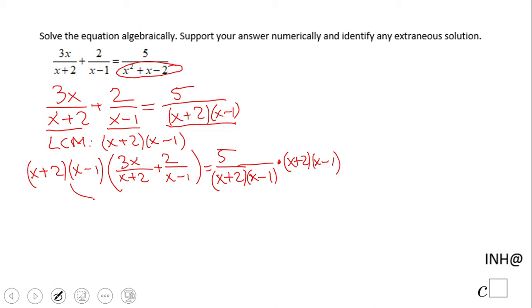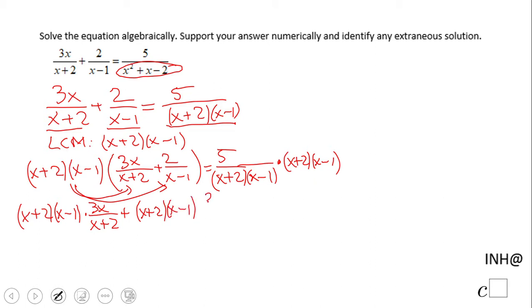So here we're going to use the distributive property. And we're going to get x plus 2 times x minus 1 times 3x over x plus 2 plus x plus 2 times x minus 1 times 2 over x minus 1. So just distributive property, copy. And let's copy the right side, even though we can simplify if you want to simplify. I'm just going to copy in this moment.